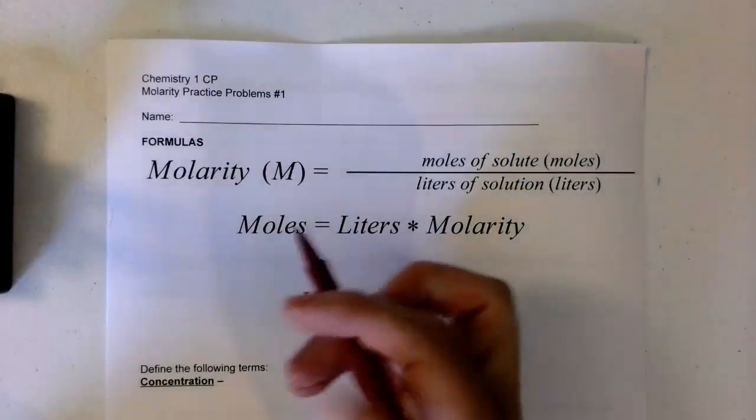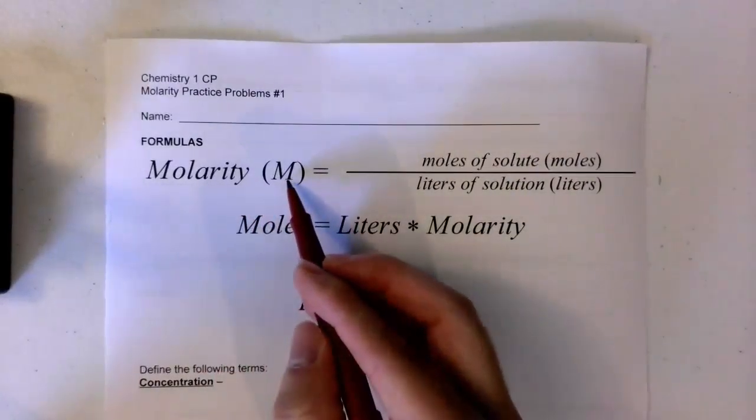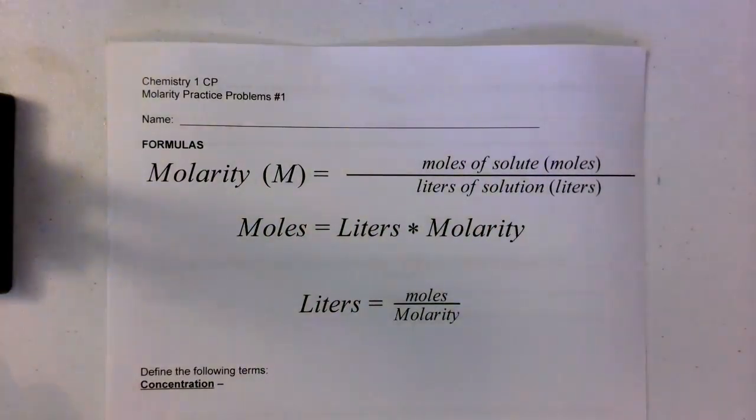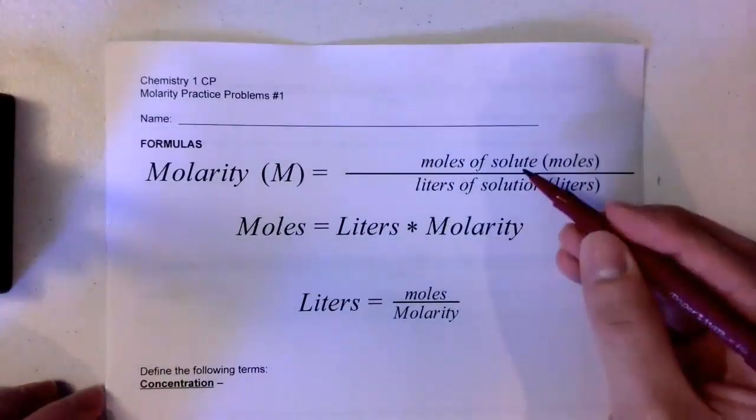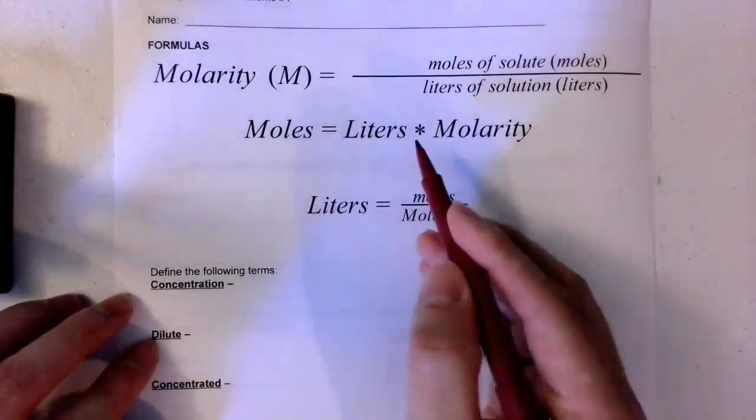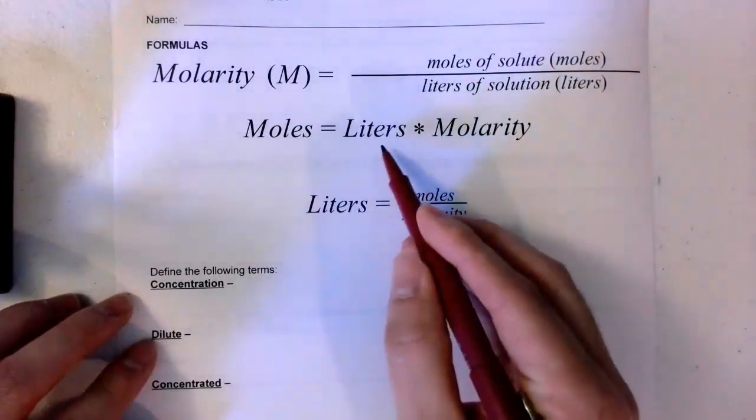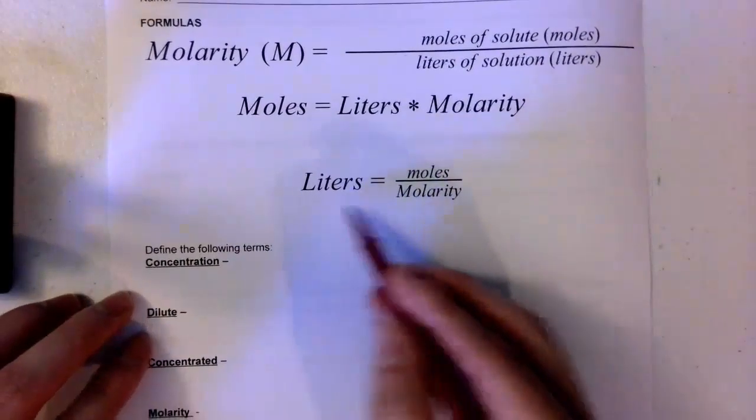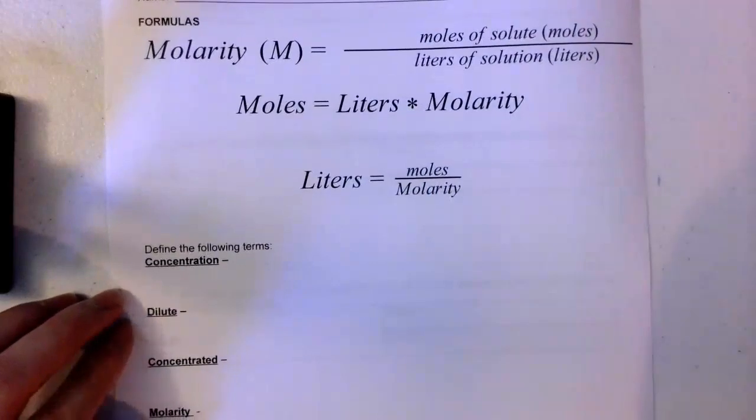give you. So molarity, which is a capital M, is equal to moles of solute divided by liters of solution. So we talked in the last video about how molarity is just a measure of concentration, and you do moles divided by liters. Alright, so if we want to find moles, all I've done is I've just rearranged this formula and gotten liters times molarity. And if I want to get liters, I'm just going to do moles divided by molarity.